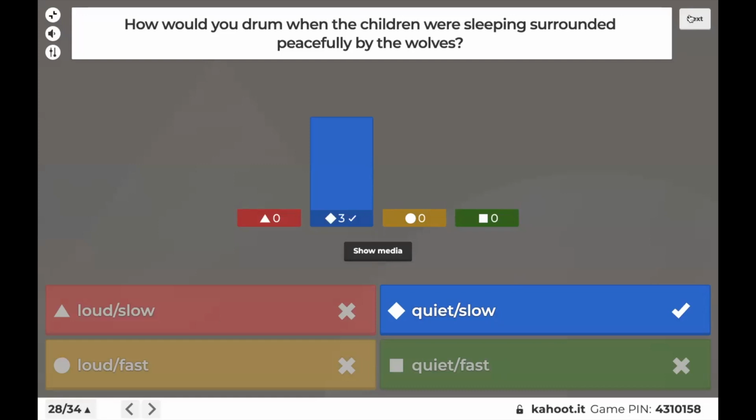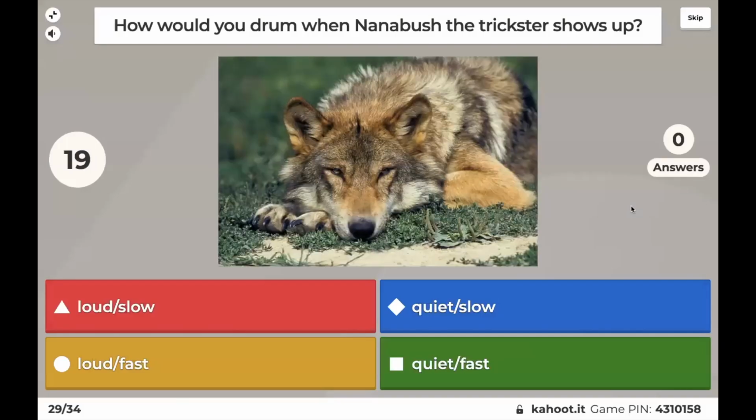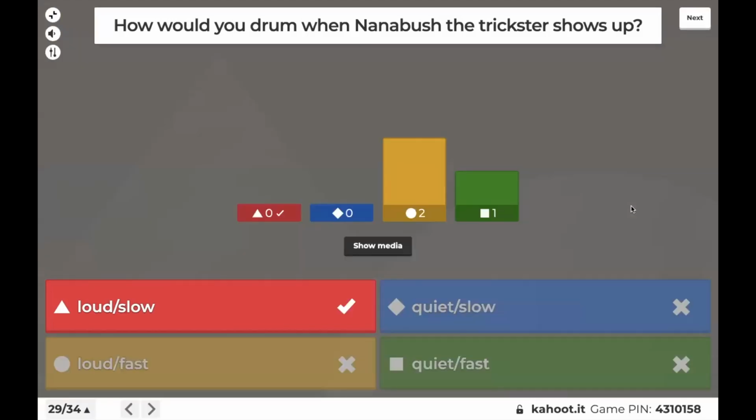There's two more that we're going to do. So how would you drum when Nana Bush, the trickster, shows up? Yeah, so we've got one quiet and fast, which would be true because he's sneaking up, and then loud and slow, because he's a trickster. He could be loud but slowly sneaking. So it's all up to your interpretation, but those are great options.